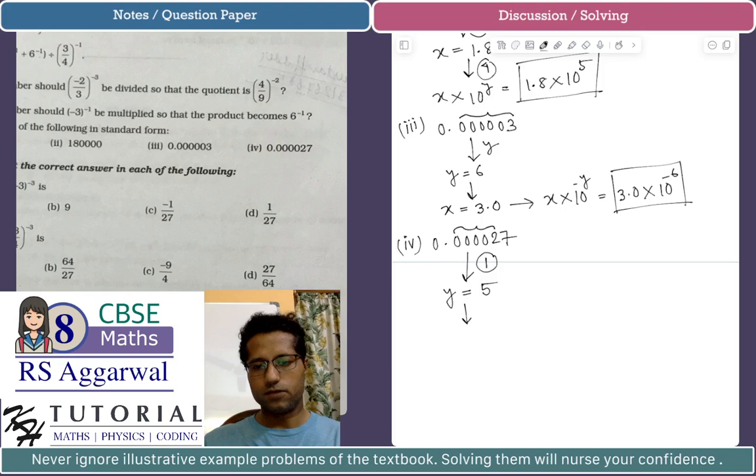Now after step 2 we will find x. What is x? Consider the given number as a whole number, ignoring the decimal point, that is 27, and then in the number 27 you put a decimal point after the leftmost digit, so it becomes 2.7. And finally the last step is the number in standard form will be 2.7 multiplied by 10 to the power minus y, that is minus 5.